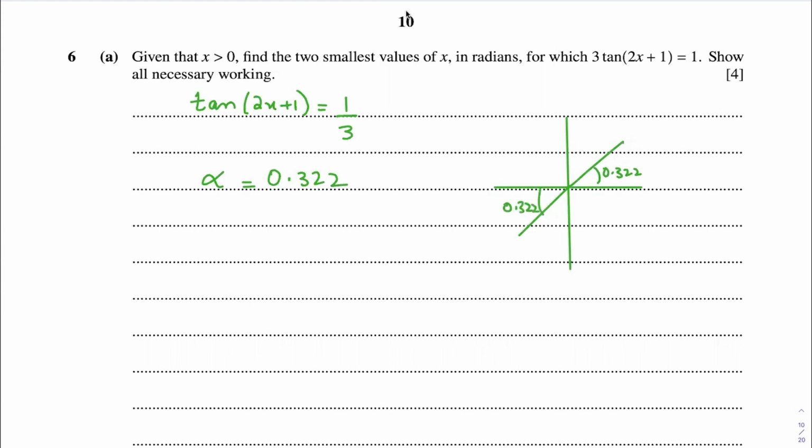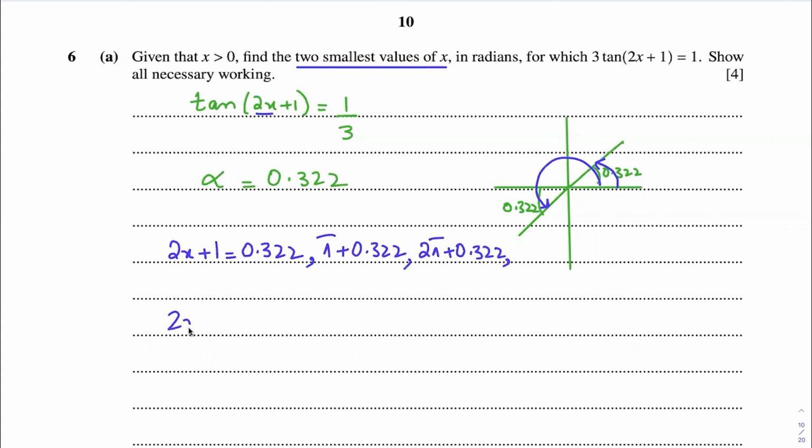So our angles would be 2x plus 1 is equal to 0.322, as we take our angle anti-clockwise from the positive x-axis, and pi plus 0.322. As it is 2x, we'll add 2 pi to both our answers. So this will become 2 pi plus 0.322 and 3 pi plus 0.322. But as it says, we have to find the two smallest values of x.